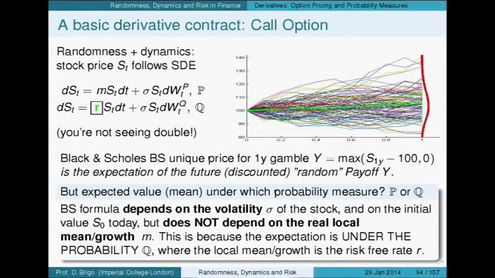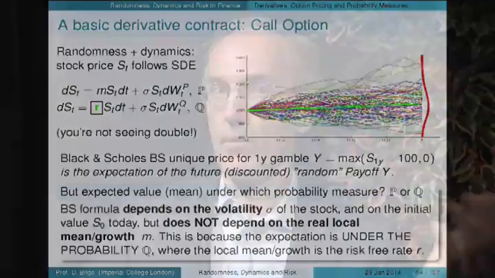So in a way, this is amazing because you're gambling on the growth of a stock over 1 year, but the price of this growth of this gamble does not depend on the local trend or growth of your underlying stock. And you may say, what? I'm gambling on the overall 1 year growth, and the price of this gamble does not depend on the local growth in the trend? That is very strange, isn't it?